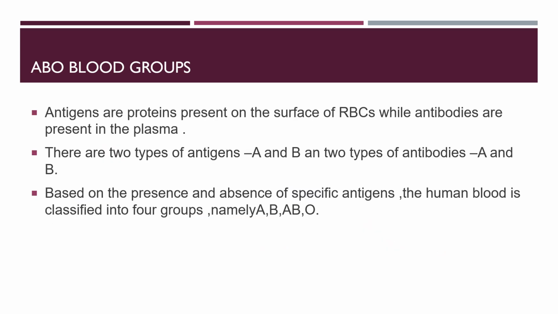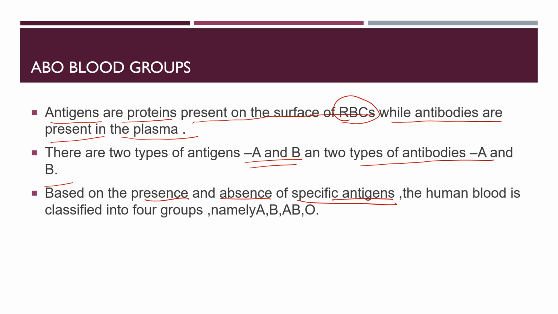Now here we are with the ABO blood group system. Where are the antigens present? Antigens are proteins present on the surface of the RBC, while antibodies are present in the plasma of the blood. I'll show you the diagram in the next slide. There are 2 types of antigen, A and B, and 2 types of antibodies, A and B. Based on the presence or absence of these specific antigens, blood is classified into A, B, AB and O.